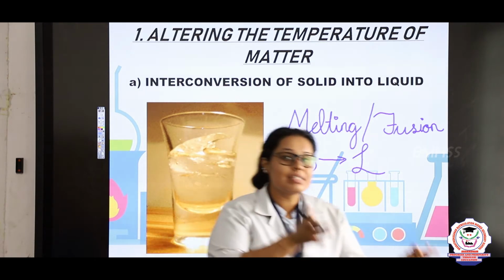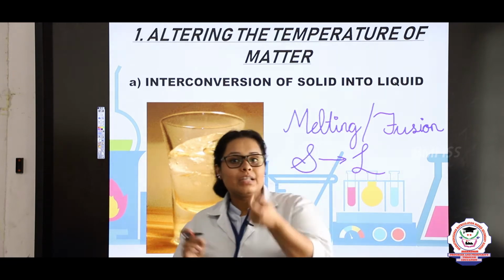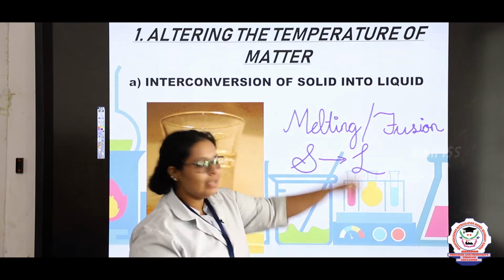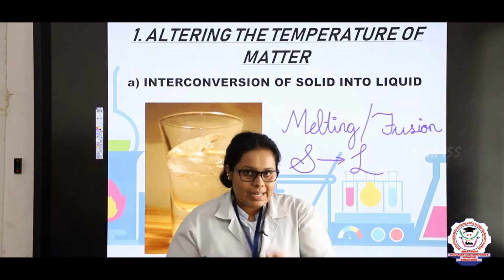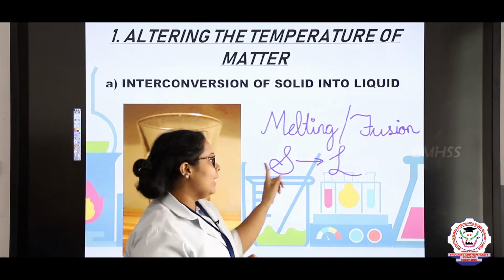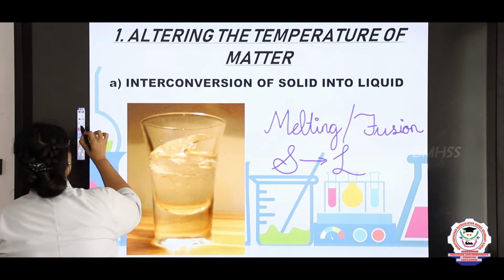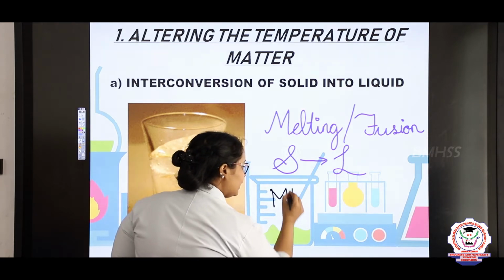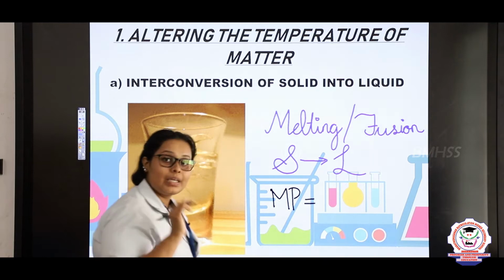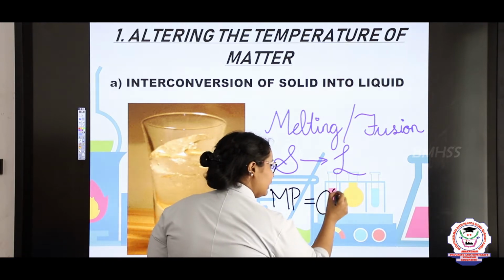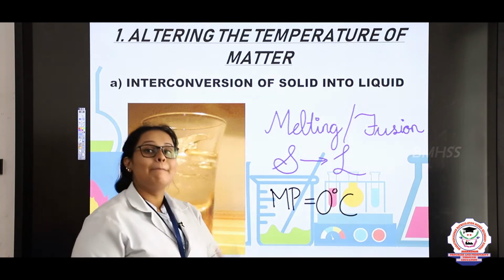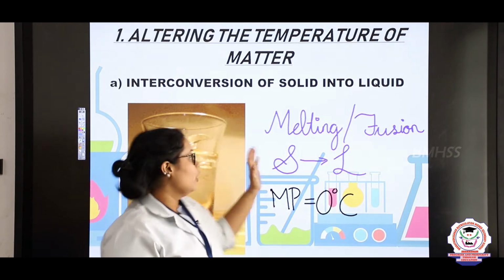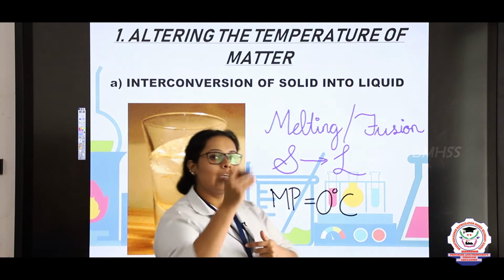When this conversion is taking place, the temperature at which it gets converted is called the melting point. What is it called? Melting point. Here I can write the melting point, MP, of ice is equal to 0 degree Celsius. The melting point of ice is 0 degree Celsius, right. I hope you have understood the conversion of solid to liquid.